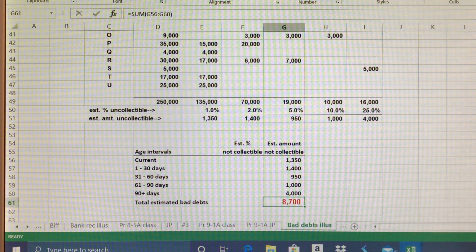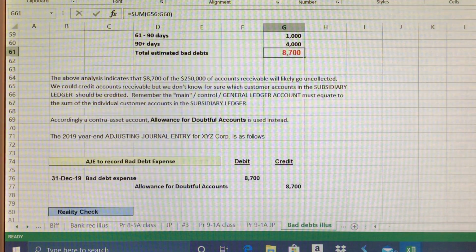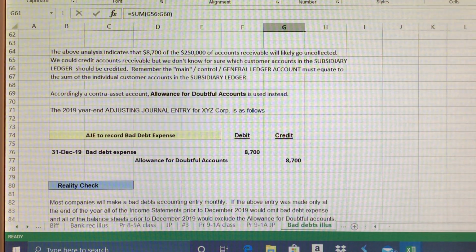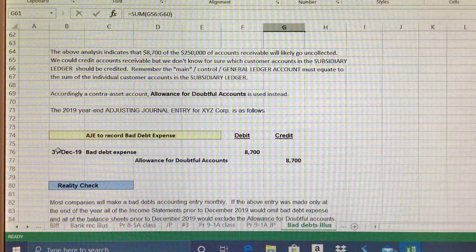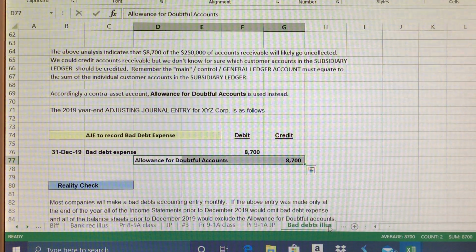Okay. How do we put that on the books, you say? This kind of entry. There's only 3 entries in this whole bad debt deal. This is the entry to record the expense. Okay, so now we have the expense on the books, and we have a credit to the allowance for doubtful accounts, which is a contra asset account. It's the second one we've encountered. The other one was accumulated depreciation.